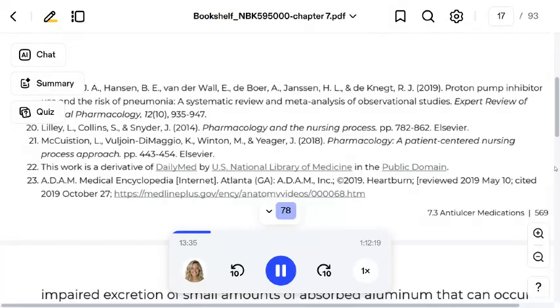Figure 7.8 Combination OTC product with simethicone. This work is a derivative of Daily Med by U.S. National Library of Medicine in the public domain. ADAM Medical Encyclopedia, Atlanta, ADAM Inc., 2019.